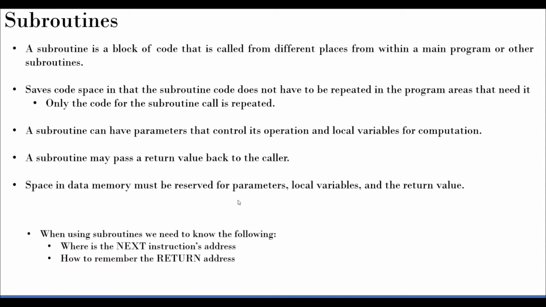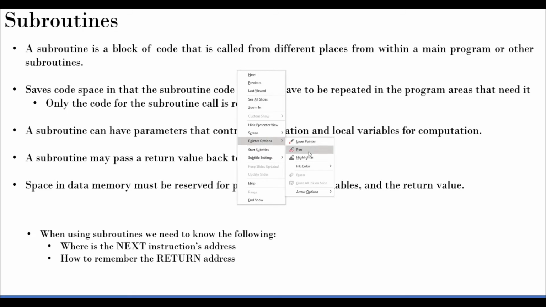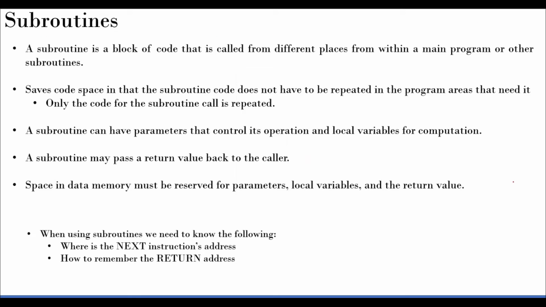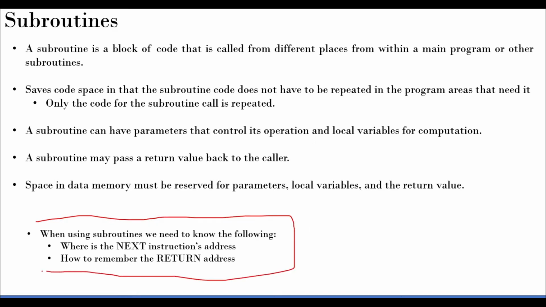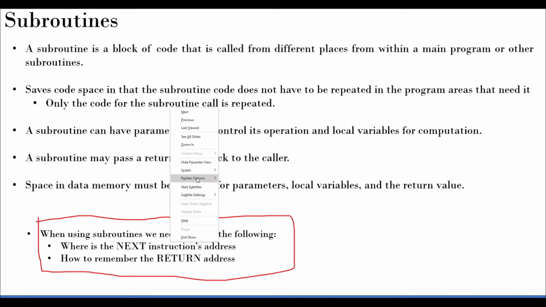This is key, even if you don't spend a lot of time on these lines, but this is extremely important. When using a subroutine, we need to know the following: what is the next instruction's address, and the return address also, because after the execution of the subroutine, you should go back to that return address and execute the code from there. So that's the key aspect.